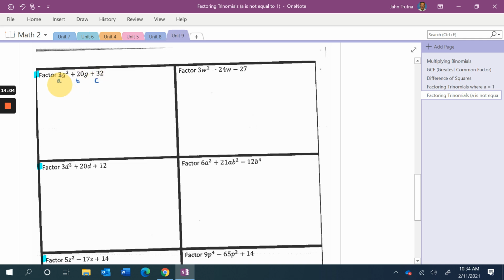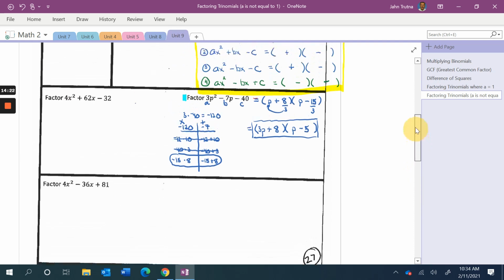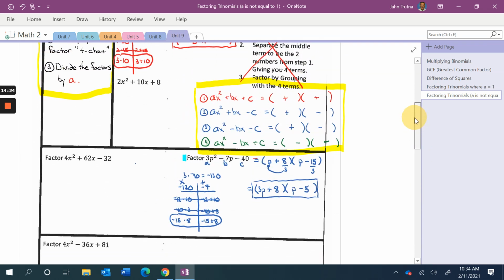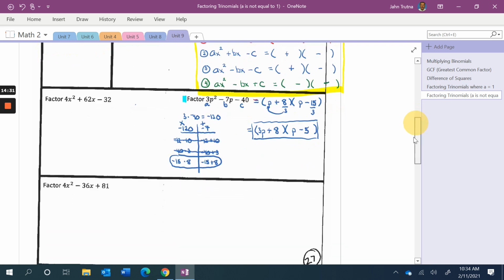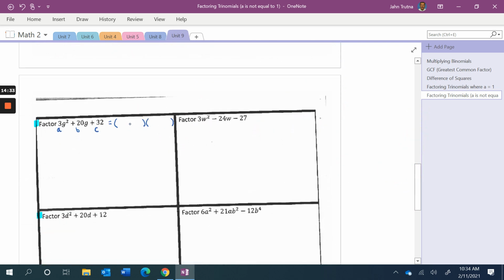I have an a value that is some number other than 1, so I'm going to have to work through the steps that I did. First of all, I'm going to set up my two quantities. I notice that this trinomial is a plus plus trinomial, so I'm going to scroll up to my chart. That would be line number 1 in red. A plus plus trinomial means my factors are going to be plus and plus. So I know that both of my factors are going to be addition.